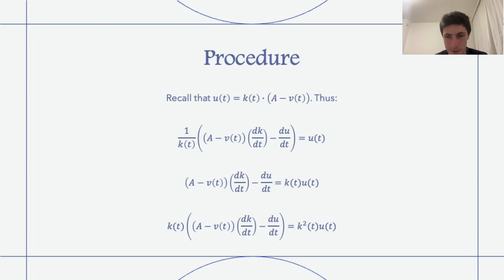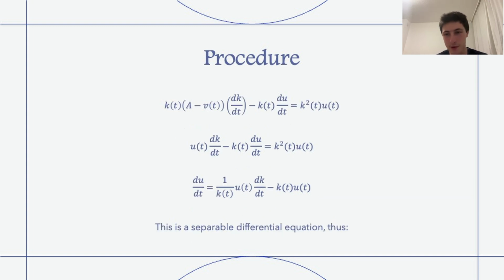So we can expand the bracket, and we know that k of t times a minus v of t is again u of t. So we replace it back there, and you have this condition here. We want to solve for du dt, which is what we do here: du dt equals 1 over k of t times u of t times dk over dt minus k of t times u of t.